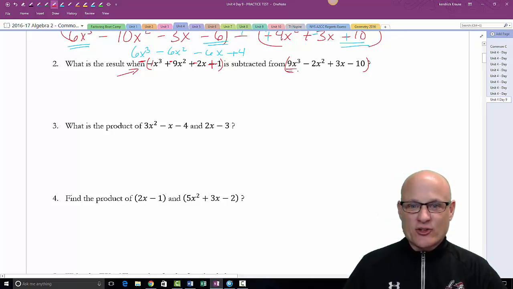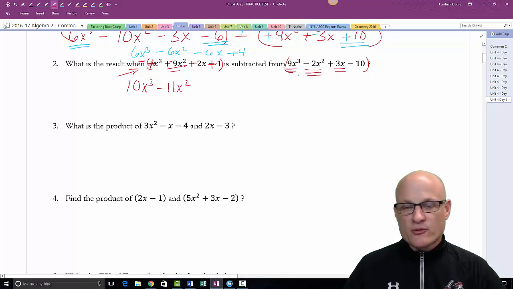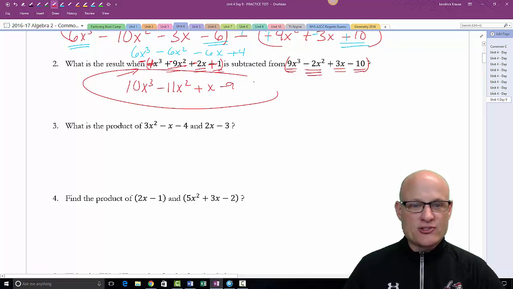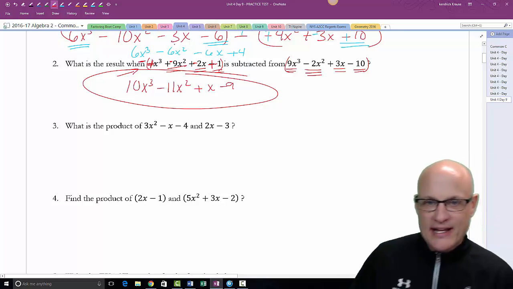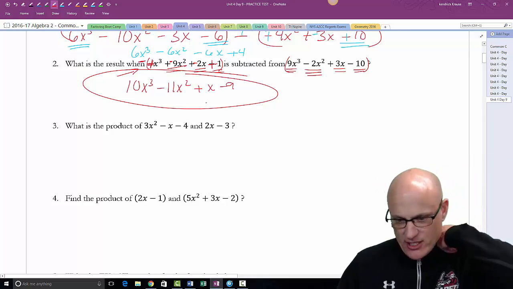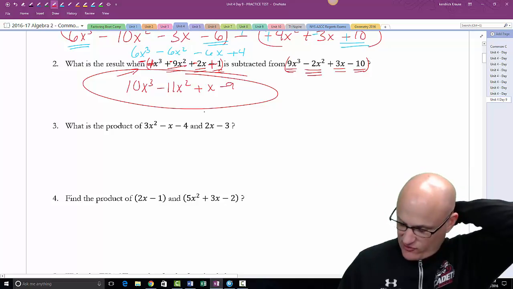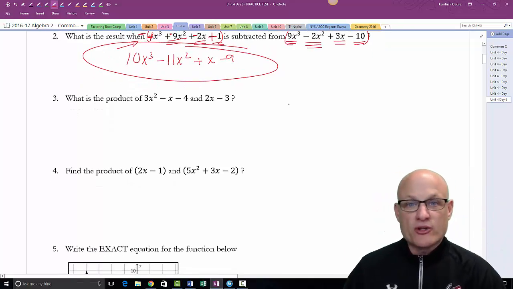So I take this 9x cubed, and I'm going to subtract off, but wait a second, I'm subtracting off a negative, which really means adding. So 10x cubed, negative 2x squared, negative 9x squared, minus 11x squared, plus 3, minus 2 plus x, minus 10 plus 1 minus 9, catching my answer. Now, if this is a part 2 question, you really should show more work than that. This would be like the Maverick way of doing problems and the Krause way, which is kind of scrappy, but you should be showing a little bit of work.